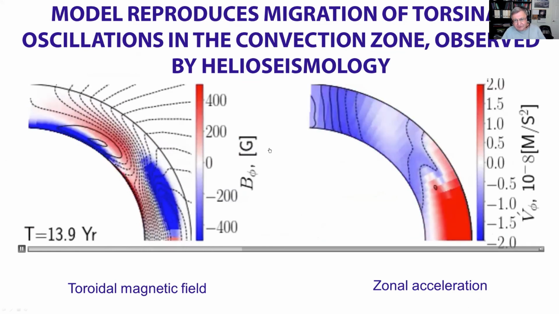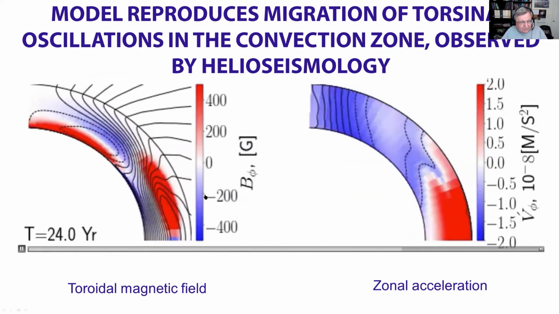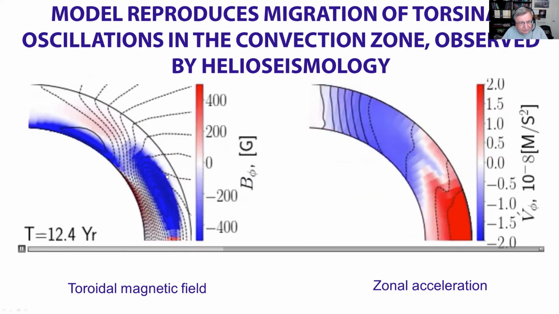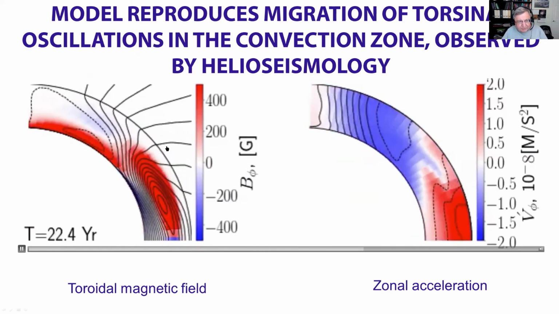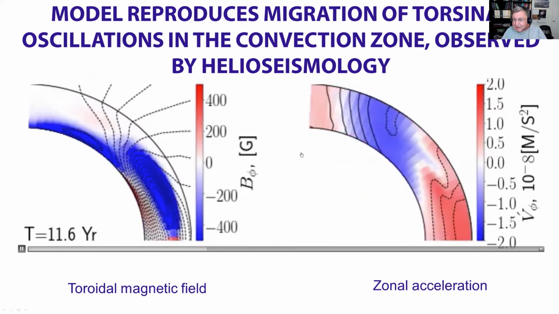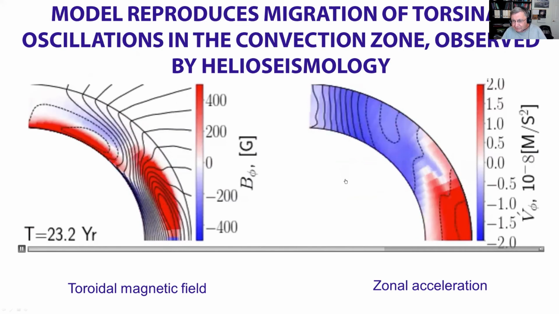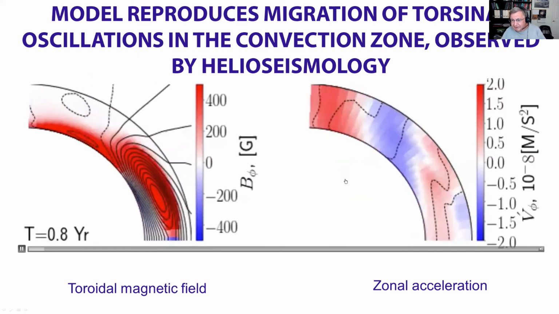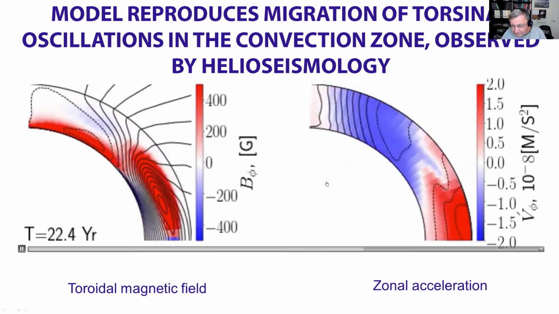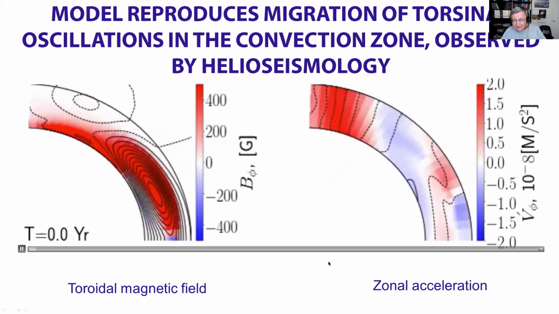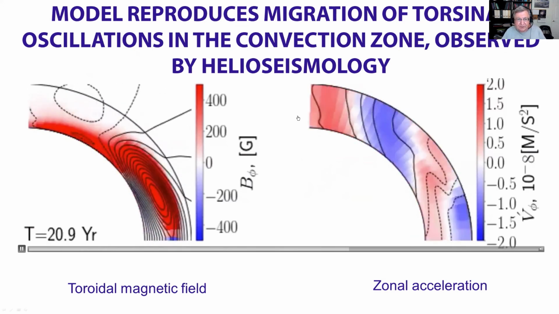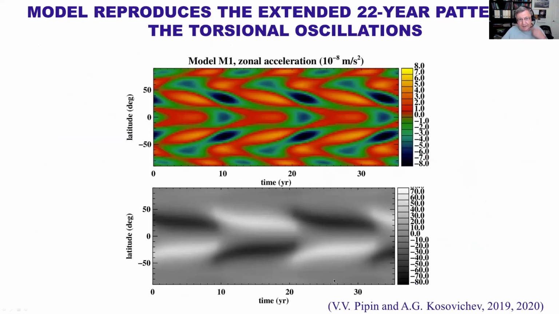So here's the model. It's a movie that on the left shows the variations of the magnetic field. The color is the toroidal magnetic field, and the lines are the poloidal magnetic field. So we can see the cycles in the convection zone. On the right, this is the zonal acceleration in this model. We can see similar types of two branches of waves in the zonal acceleration. So qualitatively, it corresponds quite well to what we see by helioseismology.